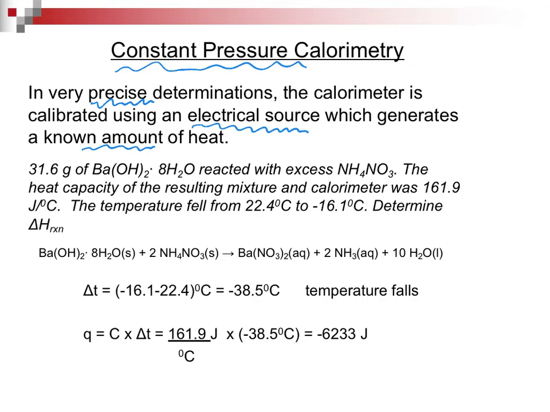So here is the problem at hand. We have some barium hydroxide. We're going to react it with ammonium nitrate.